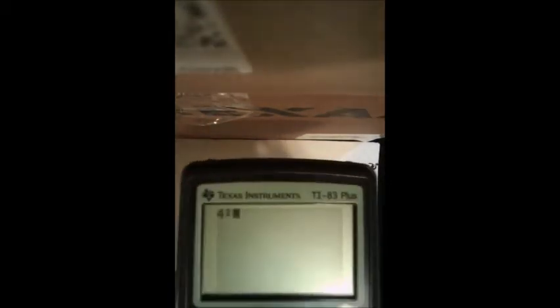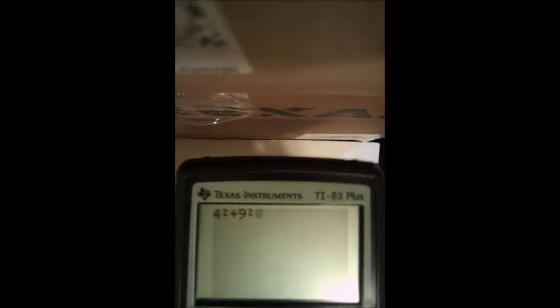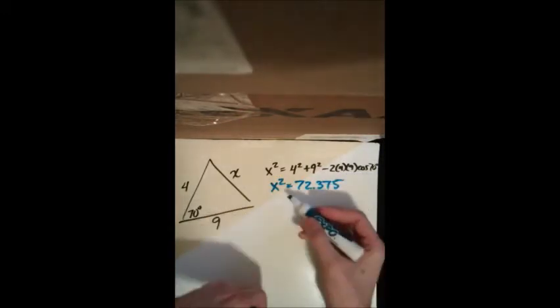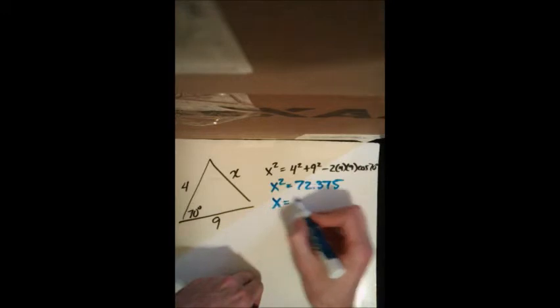Alright, so I need to solve for this, and I can type all of this mess into the calculator and let it do it for me. There's no real magic there. So I said that x squared was equal to 4 squared plus 9 squared minus 2 times 4 times 9 times the cosine of 70 degrees. Type that in there and I get 72.375. So x squared is equal to 72.375.